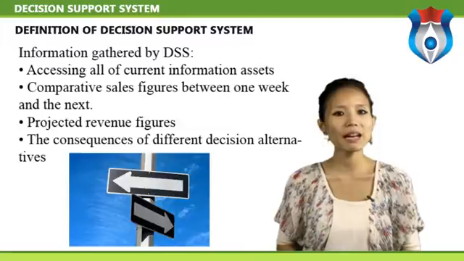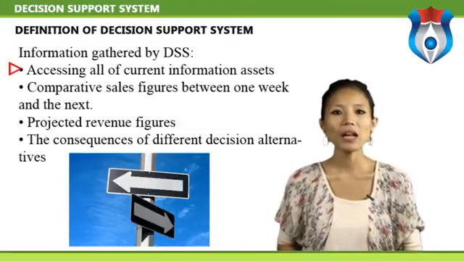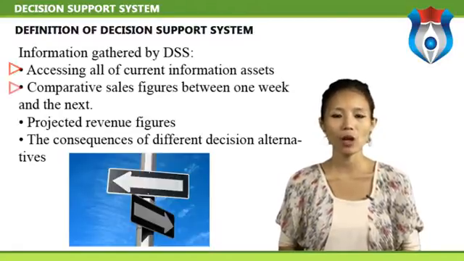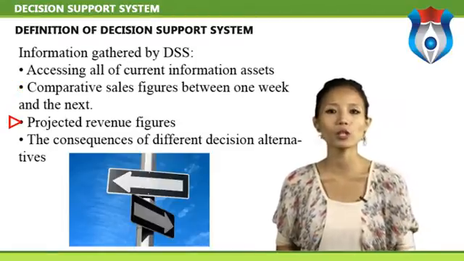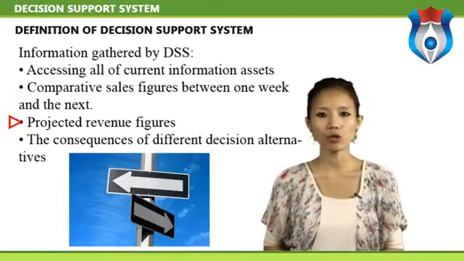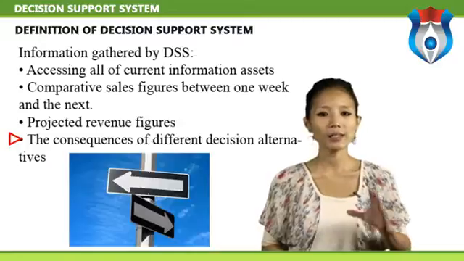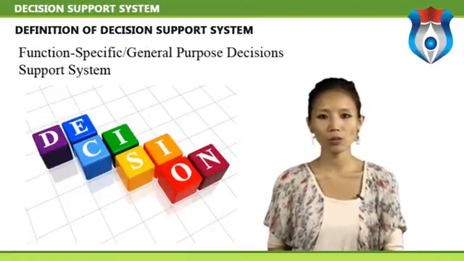Typical information that a decision support application might gather and present would be assessing all of current information assets, including legacy and relational data sources, cubes, data warehouses, and data marts. Comparative sales figures between one week and the next, projected revenue figures based on new product sales assumptions, the consequences of different decision alternatives given past experience in a context that is described.